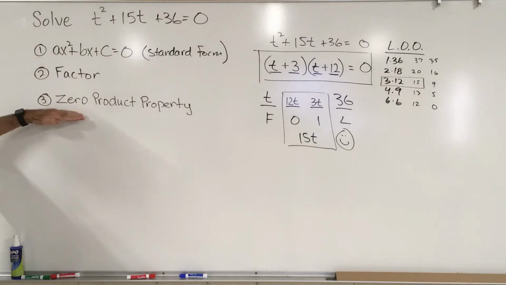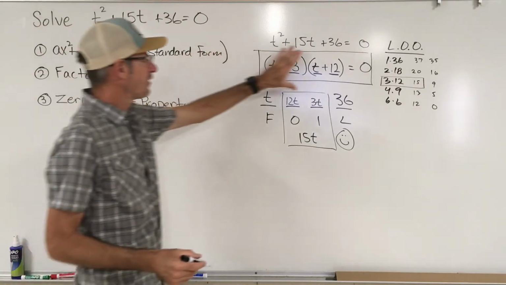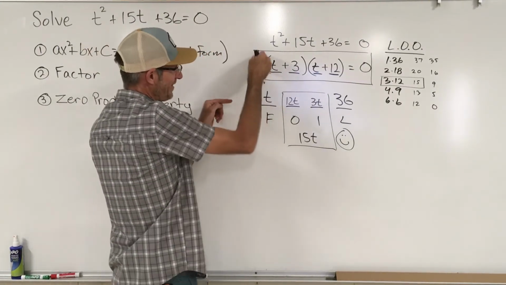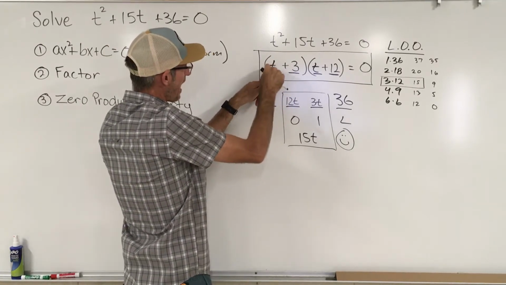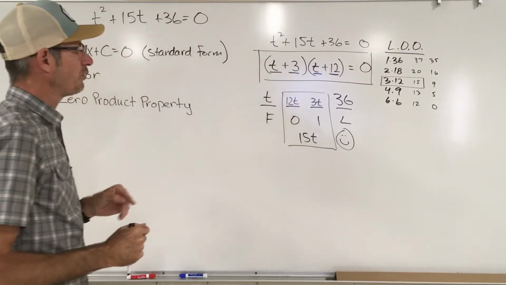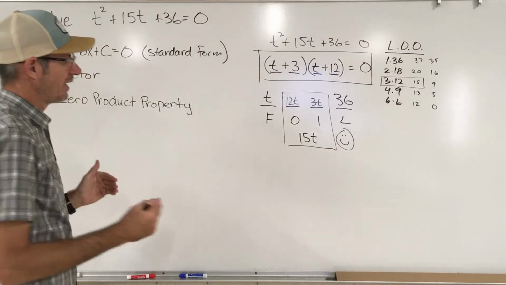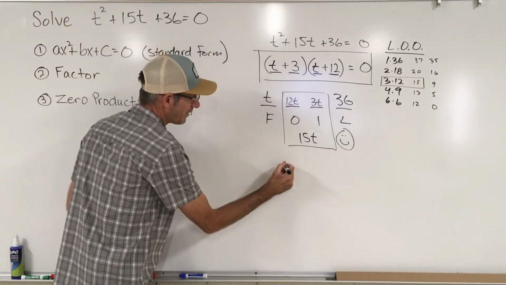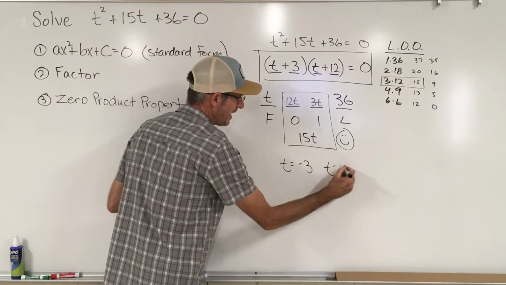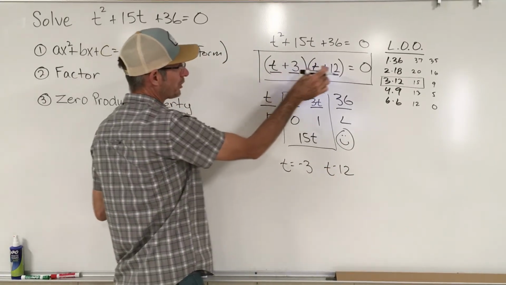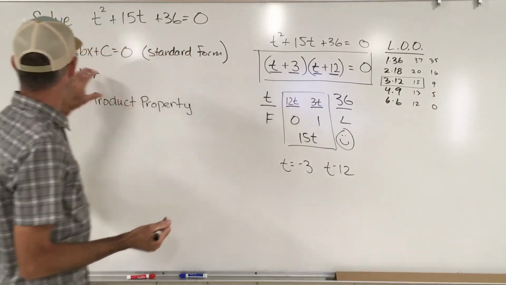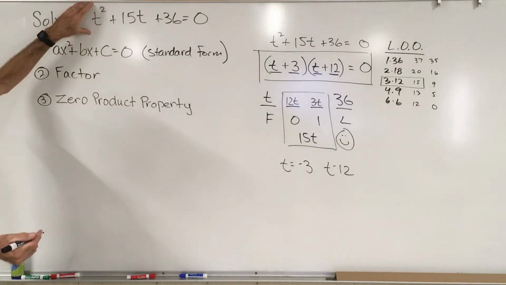Now I'm going to use the zero product property to solve this equation. Well, I don't have an x in front of the parentheses, or a t in this case. My t's do not have coefficients other than unwritten ones. So on this problem, I can find the solutions just by using the opposites. So I know that the opposite of positive 3 is negative 3, and the opposite of positive 12 is negative 12. And those are the numbers that will turn each set of parentheses into 0. So those are the solutions to this quadratic equation.